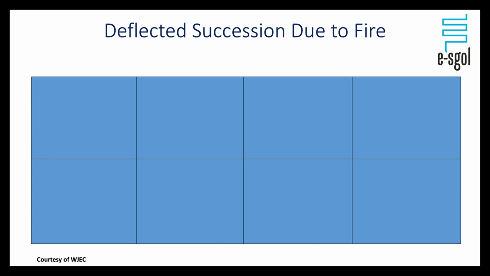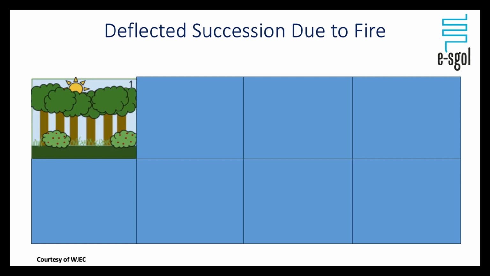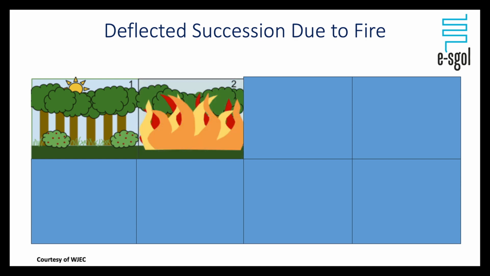This series of pictures shows what happens to a climax community when deflected succession occurs due to fire. In picture 1, we see the woodland, which is a climax community. It has the characteristic tall trees and some lower shrubs. The woodland has highly fertile soils. As seen in picture 2, a fire has broken out in the woodland. It is damaging the trees and shrubs within the community.